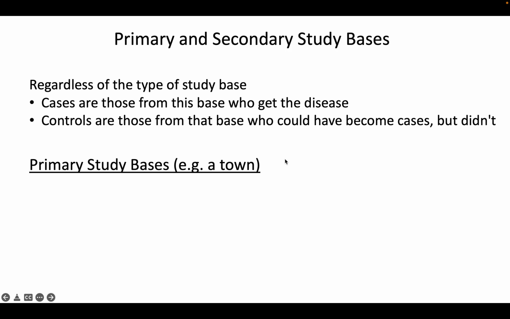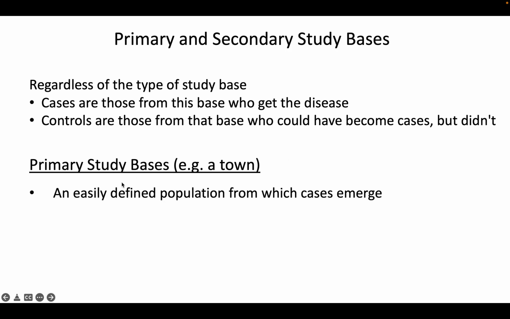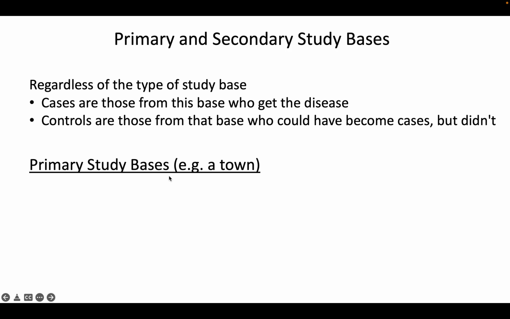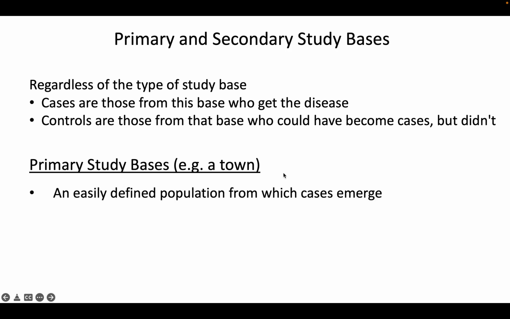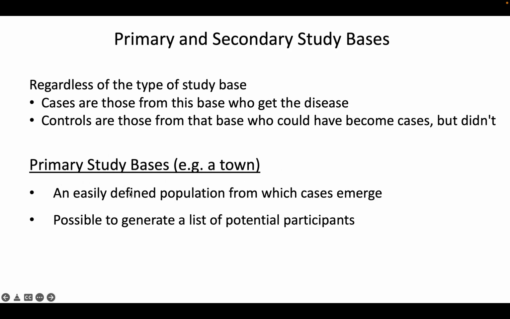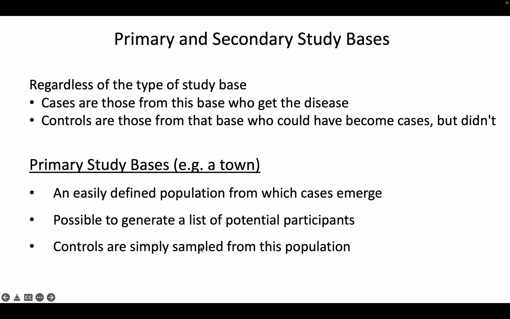A primary study base is like a town. That one's the kind of initial example, I'll come back to it in a second. It's an easily defined population where you can probably generate a roster of the people who live in the town in order to enact random selection, and it's really easy to conceptualize who could have been a case but is not, and is a control. So controls are simply sampled from this population that gave rise to the cases. A census or tax records might be a way to get that list.